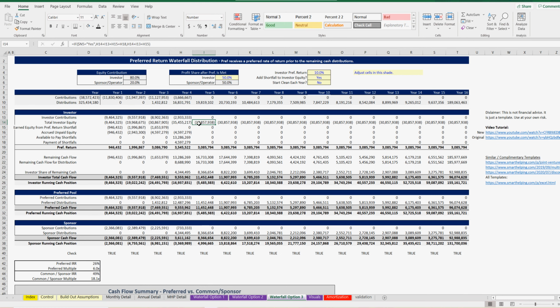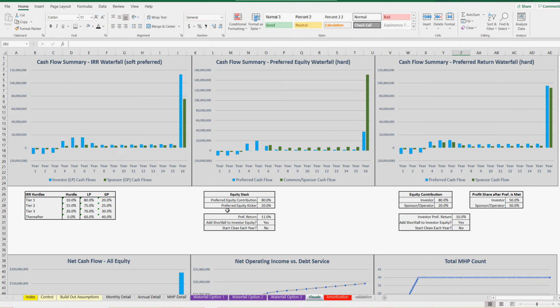If you wanted to buy them out, you could, but the sponsor would have to front all of that money up to them, and then assuming they did, they can keep the rest of the cash flows. But that would take some finesse to do here, and this is not what the model was made for. It's made to just do a pref return for the life of the investment. So that is the three waterfalls.